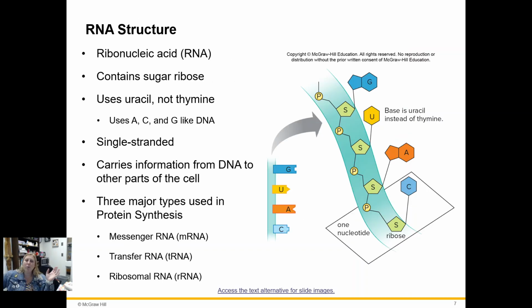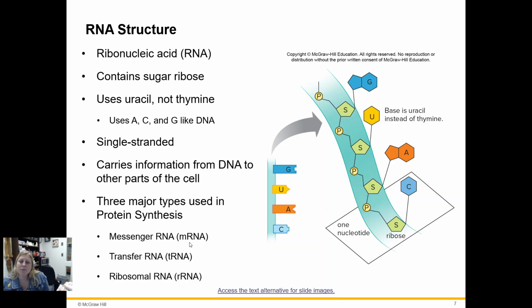Okay, so if you remember, we talked about RNA and DNA in chapter 3. Okay, RNA does not have thymine. It has uracil. So anytime that an A would pair with a T, it actually replaces the T with a U. Okay, that's the big difference between RNA and DNA. They also have a different sugar backbone, and RNA is single-stranded. RNA does the work. It is carrying information from the DNA to other parts of the cell, and it is the molecules actually responsible for building proteins.